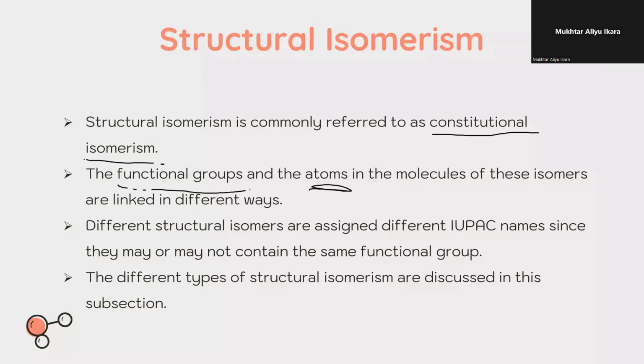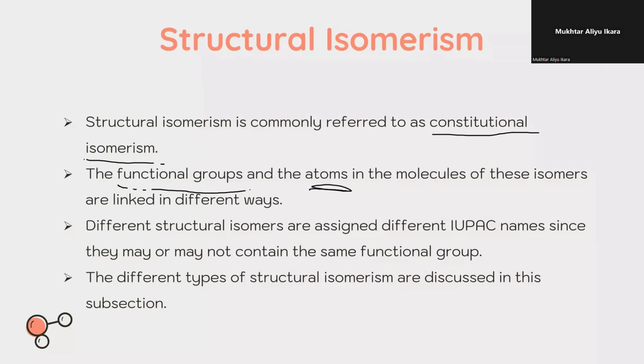Although the number of carbon, the number of hydrogen, the number of atoms, as well as the functional groups are all the same, the way they are linked with each other differs. So that's structural isomerism. It means that they have the same number of atoms, but the atoms are linked in different ways.